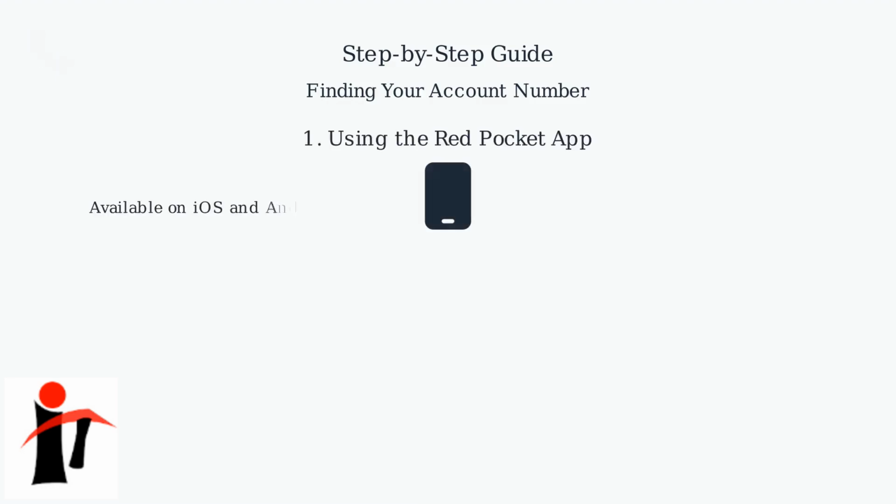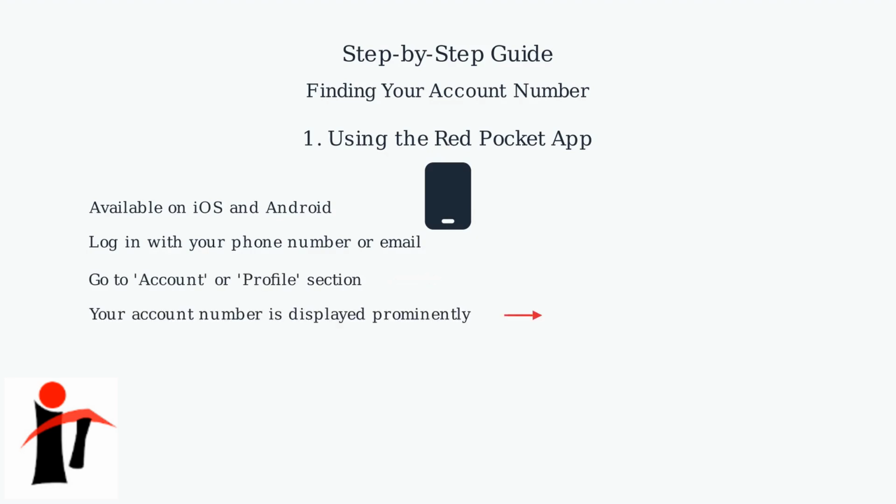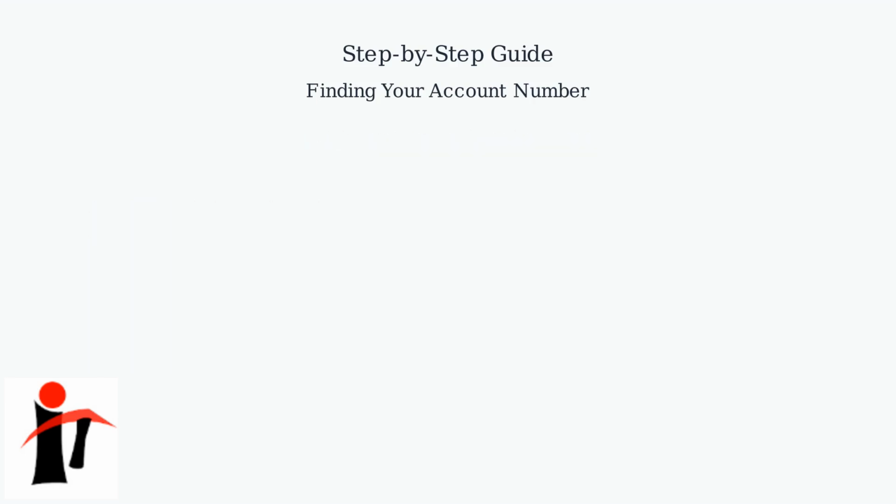First, the Red Pocket app, available on iOS and Android. Log in, and your account number is prominently displayed in the Account or Profile section. App version 3.5 even includes tutorials for first-time users.